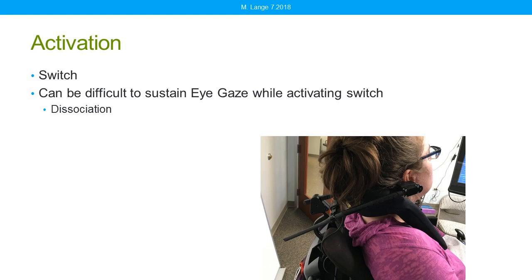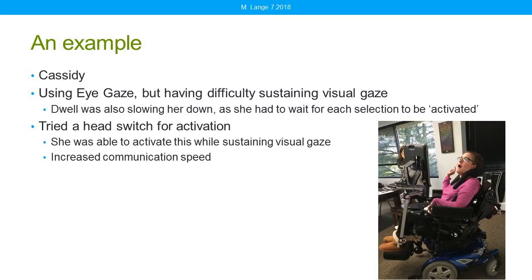So if the client, as in this picture, has a switch by the side of her head, when she turns her head, there's a good chance her eyes are going to move a little bit to that side. So important, again, to make sure the client can activate that switch without losing their contact, visual contact, with their desired selection.